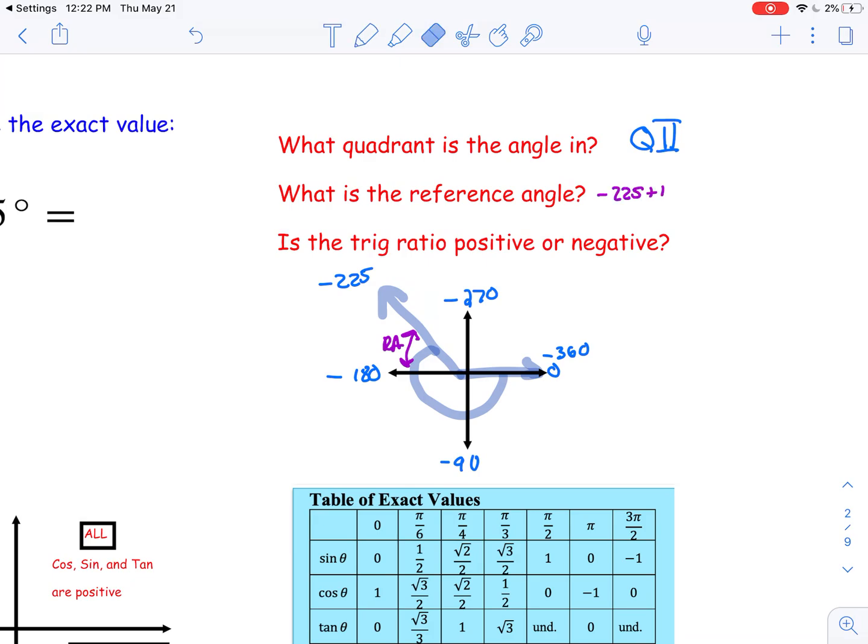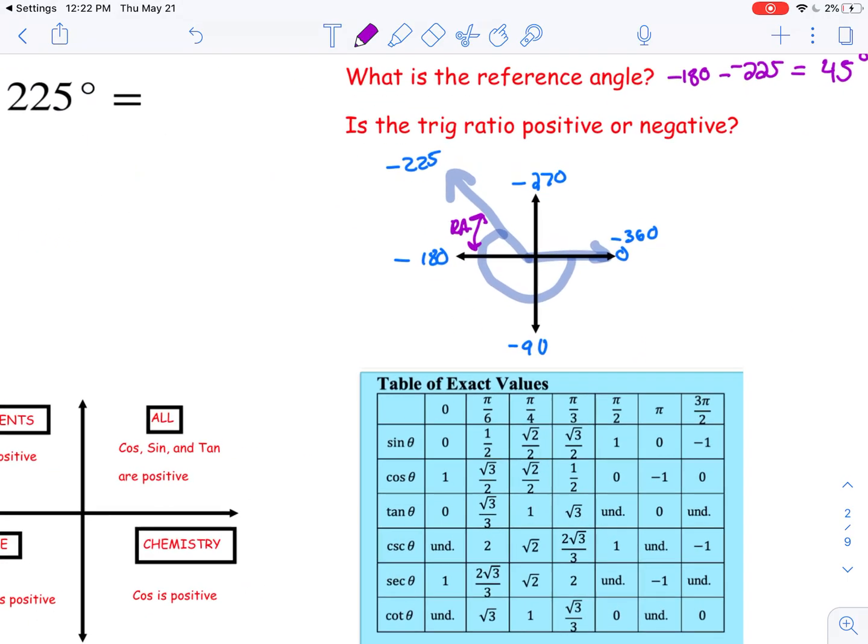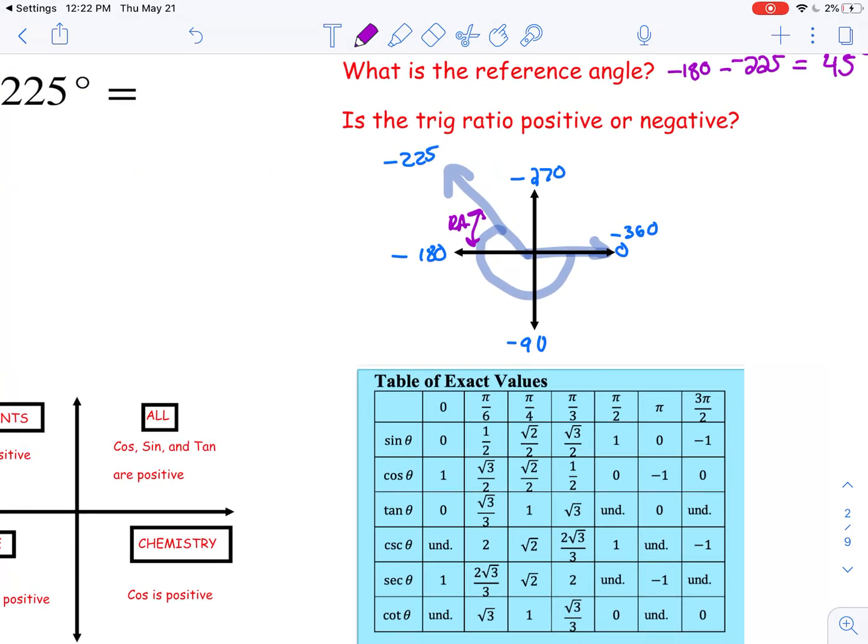plus 180. Actually, we want to think of what is that distance. So I'm going to do negative 180 minus a negative 225. So that's going to give me 45 degrees. So my reference angle is 45 degrees. That tells me which column I want to work in. So I'm going to be looking at this column. This column is 45 degrees. This is 30 degrees. This is 60 degrees. 90, 180, 270.